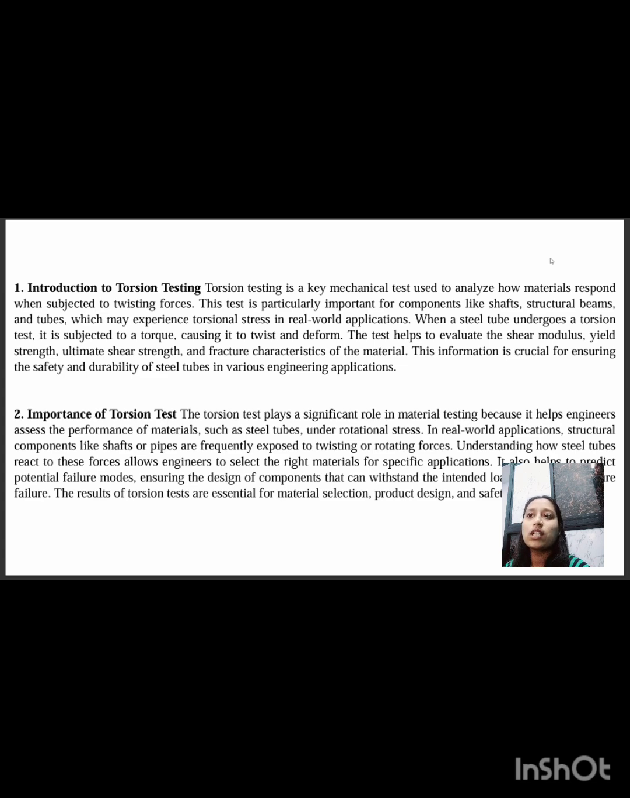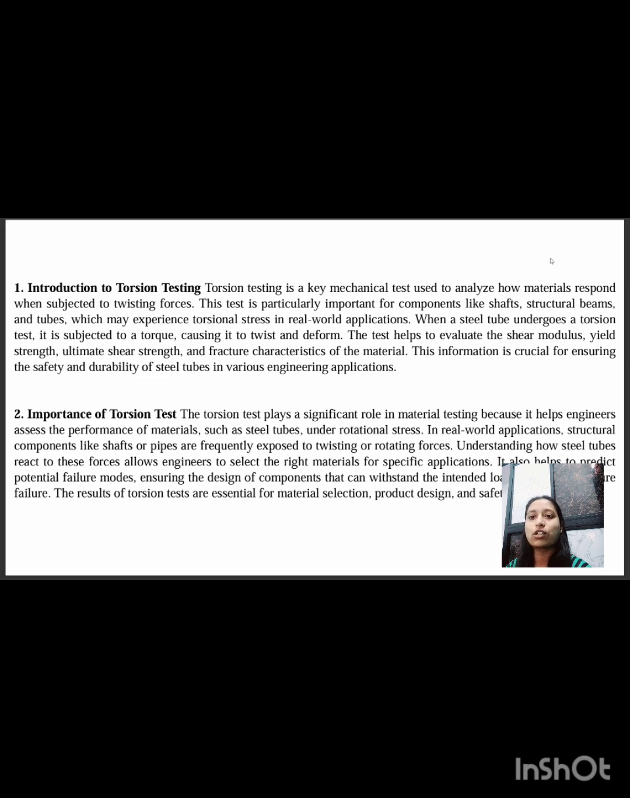Next, importance of torsion test. The torsion test plays a significant role in material testing because it helps engineers assess the performance of materials such as steel tubes under rotational stress in real world applications.